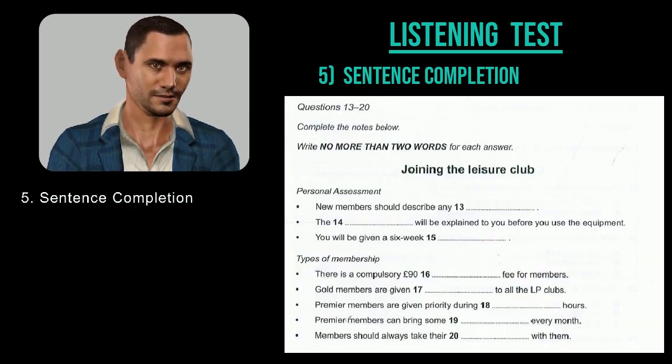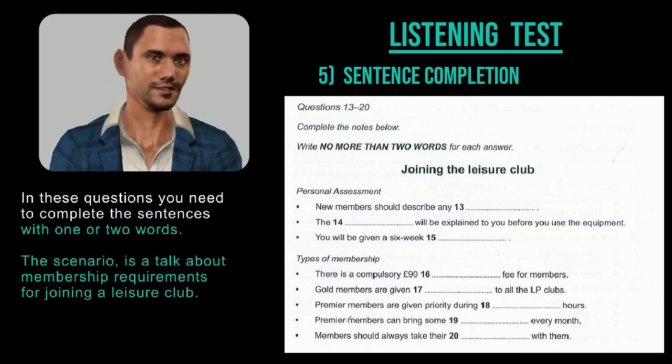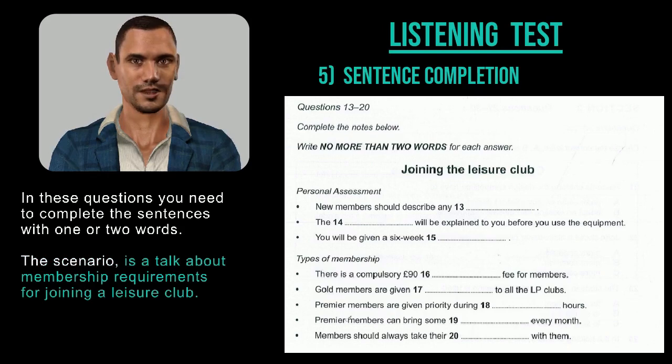5. Sentence completion. In these questions, you need to complete the sentences with 1 or 2 words. The scenario is a talk about membership requirements for joining a leisure club.